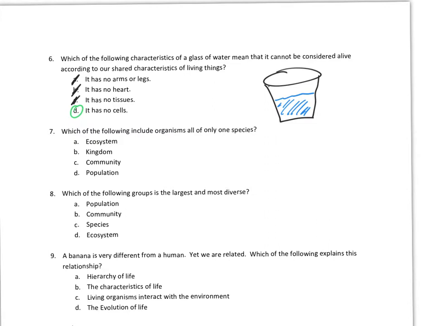Which of the following include organisms all of only one species? So all 4 of these include organisms all of only one species. One of these only has one species. I guess A. You put kingdom? All right, so kingdom, let's talk about a kingdom.